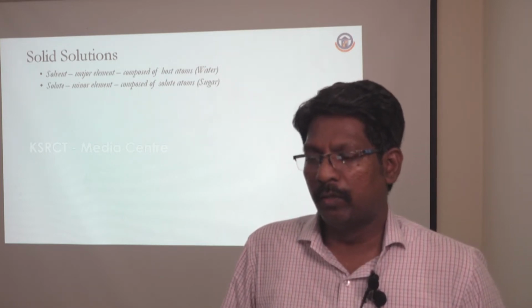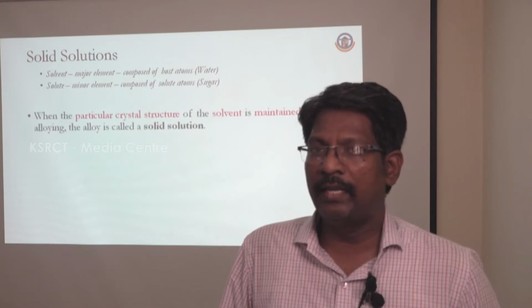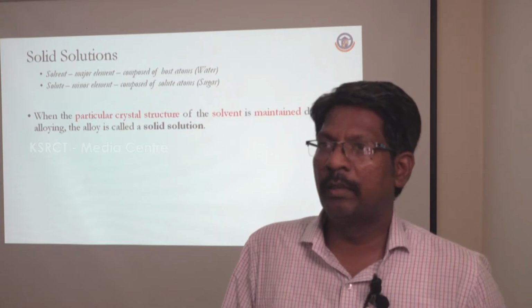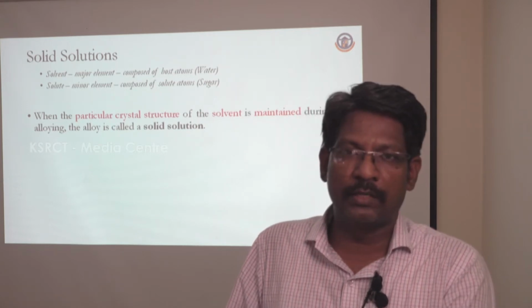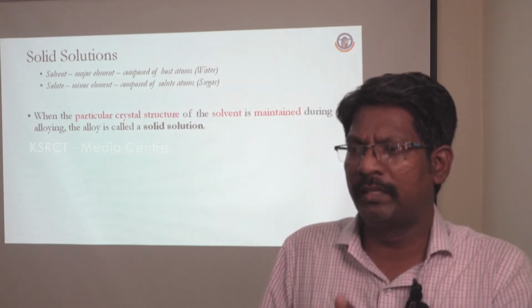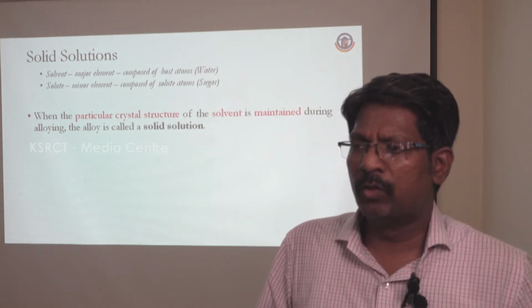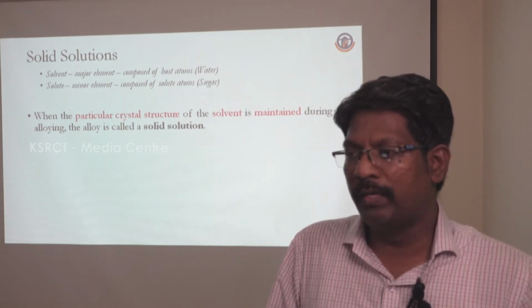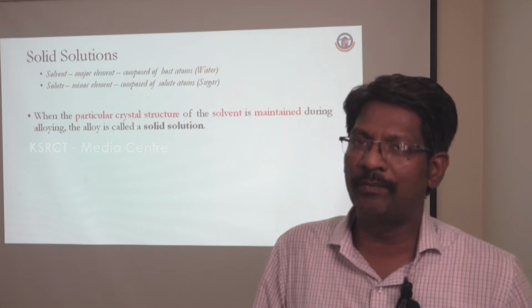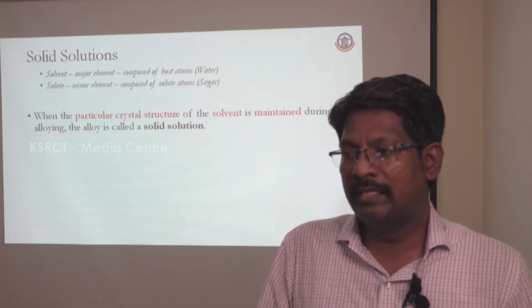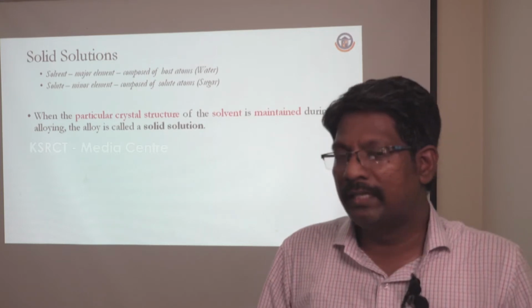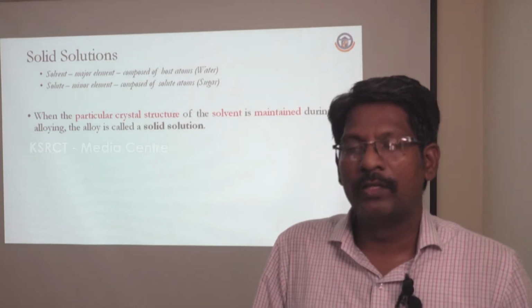Similar to that, when we come into metals, we add one metal into another metal, which results in the formation of alloys. The major concentration metal comes under the category of solvent. The element added at the least composition comes under the category of solute. When the crystal structure of the solvent is maintained during the alloying process, the alloy is called a solid solution. That is, the crystal structure of the solvent material remains unchanged. Those conditions result in the formation of solid solutions.